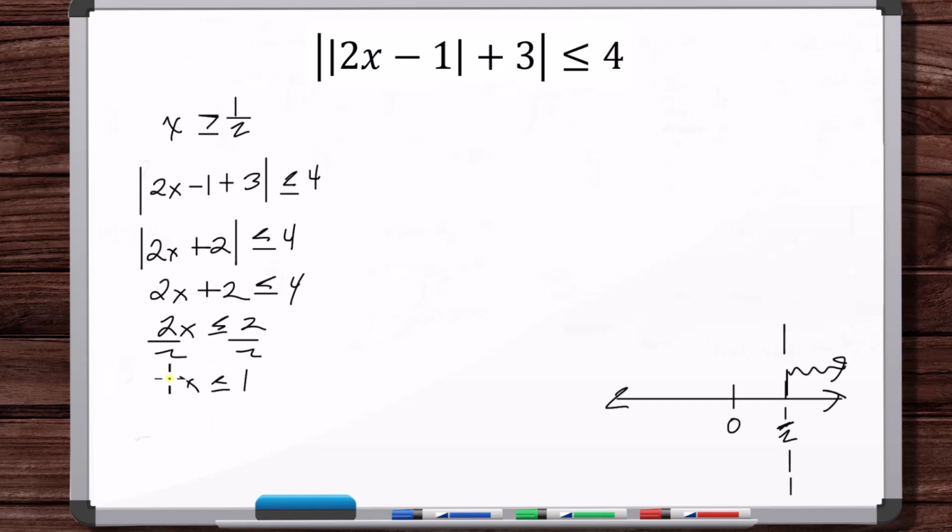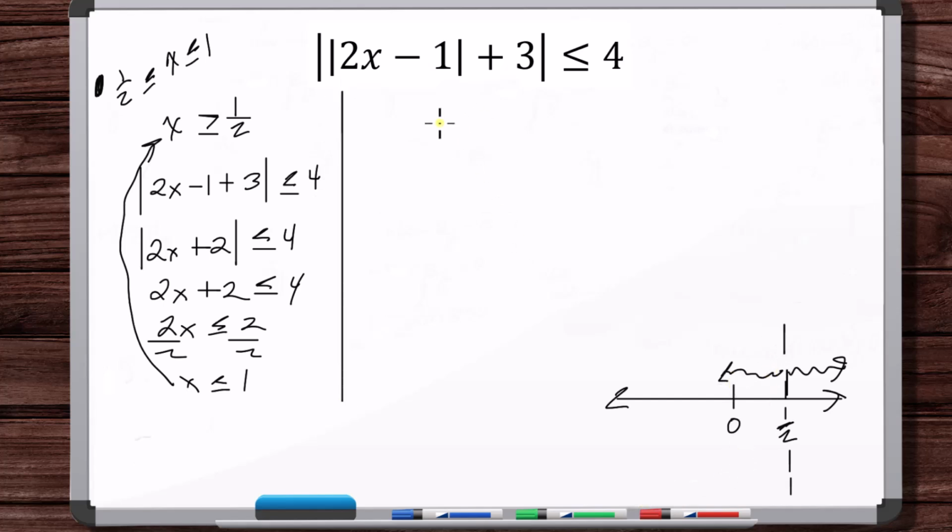Okay, so where do these overlap? We can see that x is less than or equal to 1 and greater than or equal to 1/2. So these are solutions. You plug in any one of these x values into this absolute value here, and it's going to be a solution. Okay, now let's do x less than 1/2. In that case, 2x minus 1 is going to be negative, so we do this.